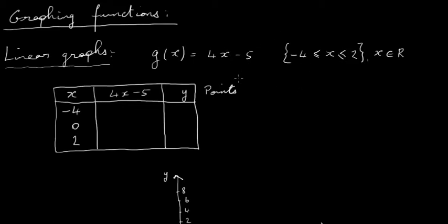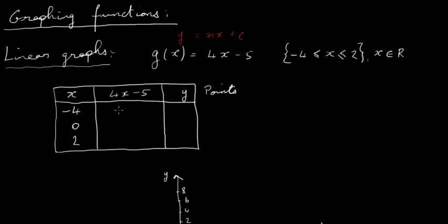So every input is going to be multiplied by 4, and then we're going to subtract 5 from it. And I'm going to plot this in the domain minus 4 to 2. So my x values are going to be from minus 4 up to 2, and all the x values are real numbers. Now I know this is a linear function because my g(x), or y if you like, is equal to mx plus c. This function here is in the form y equals mx plus c, so I know that this is going to be a linear function, a straight line graph, when I draw it. So let's have a look at actually drawing this.